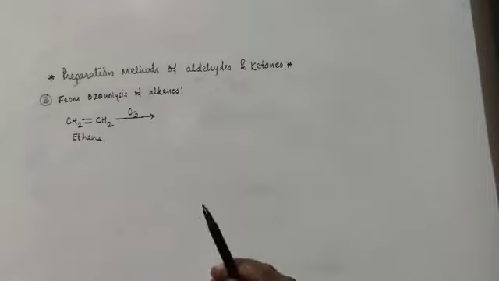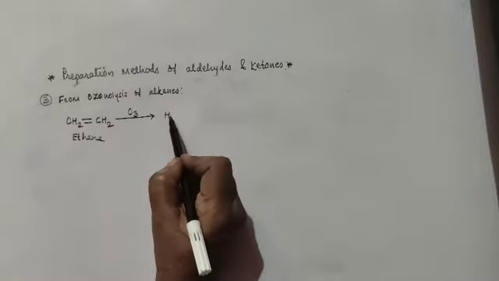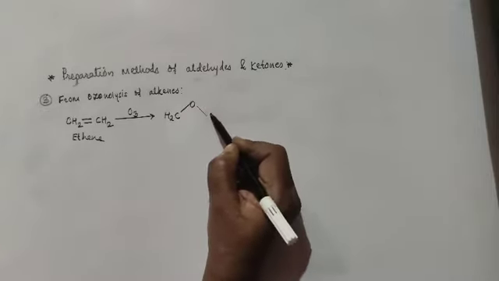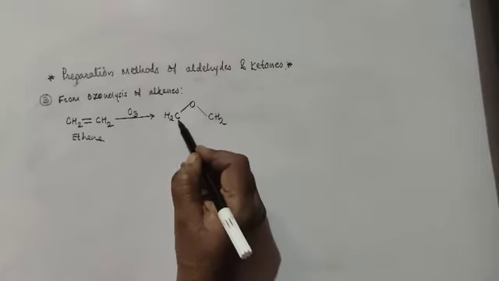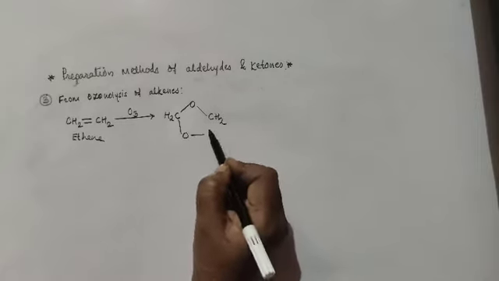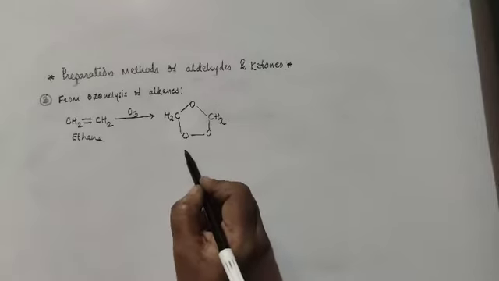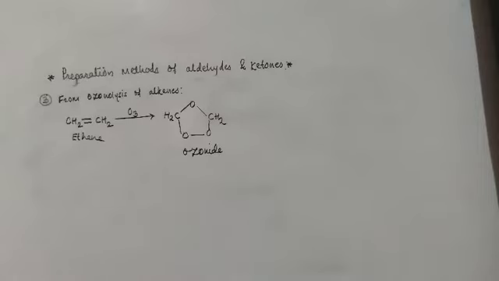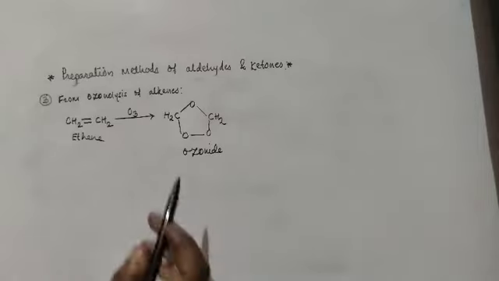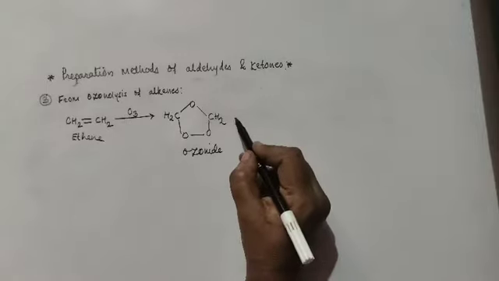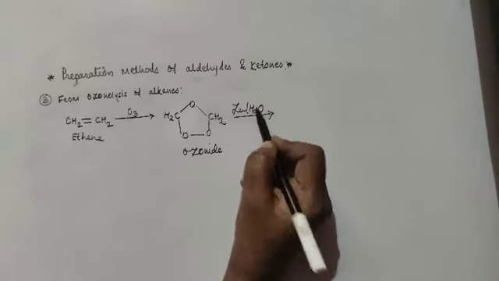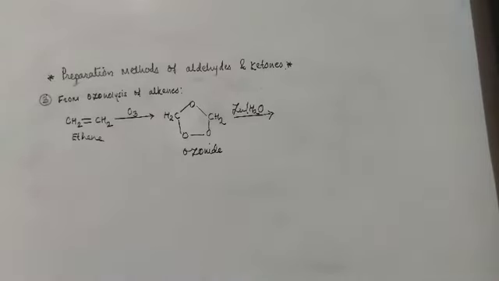Ethene on treatment with ozone: there is an addition of ozone across the double bond, so it will be CH2-O-CH2 with the ozone bridge, and the name of this compound is ozonoid. So this ozonoid on hydrolysis with zinc and water, just decomposition of this compound gives you the final product.